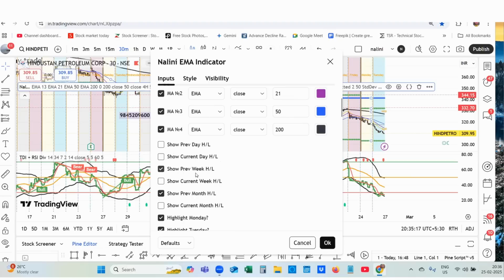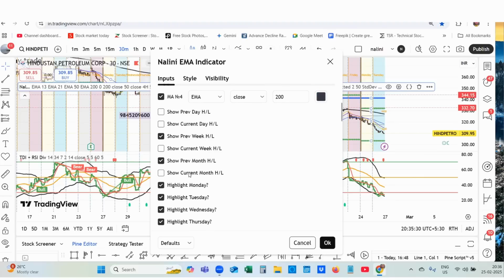Show previous week's high and low, show current week's high and low, show previous month high and low, show current month high and low. And the highlight of the week is, it is highlighting with the color code, like highlight Monday. If I uncheck, see, this will go off. Yellow color will go off.